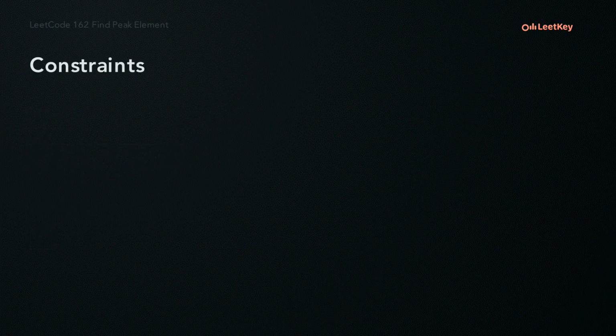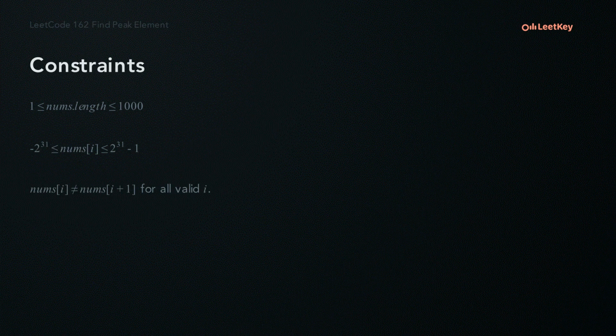The constraints are, the array will have between 1 and 1,000 values. Each value can be between minus 2 to the 31 and 2 to the 31 minus 1, which is a typical integer range. And no item will have the same value as its neighbor.